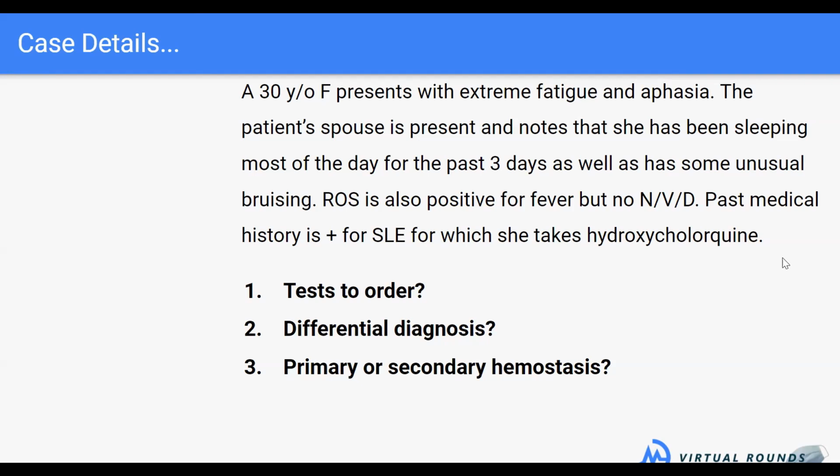I'm not sure if I can pronounce this. Yeah, no problem. It's hydroxychloroquine. Hydroxychloroquine, okay. Good. Awesome. So thank you for reading first.